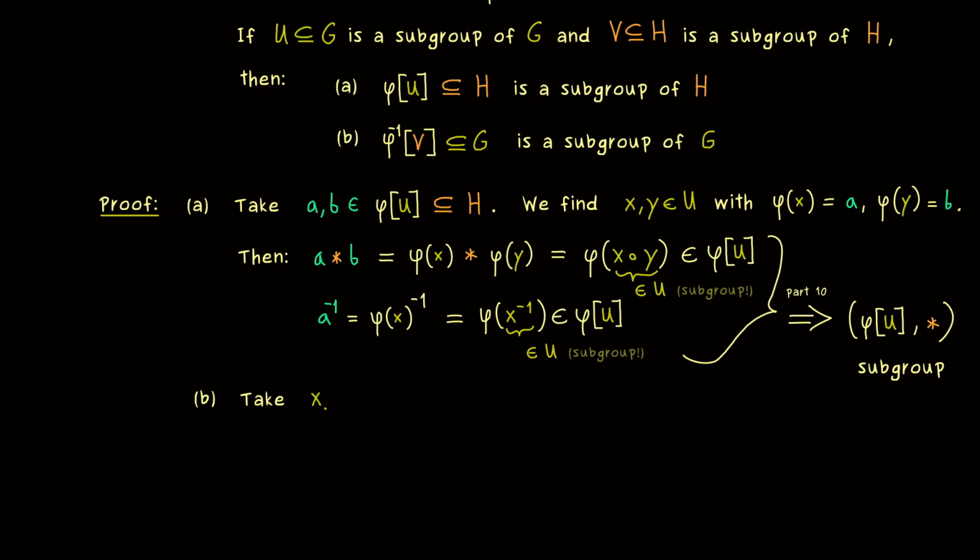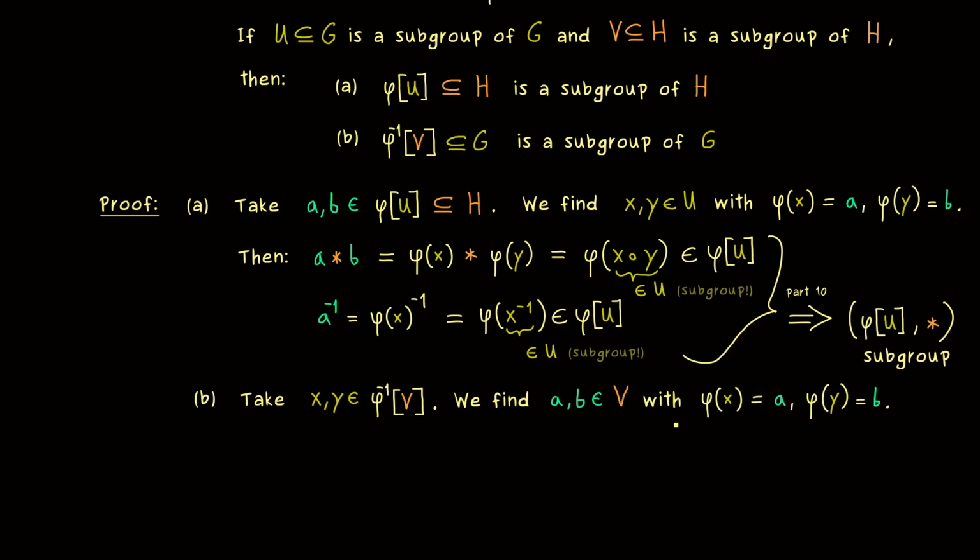Now we have to take elements from the left-hand side. The preimage lives in the group G, and now we want to show that we cannot leave this set by the binary operation and by inverses. Indeed, we don't have to change much because we also find corresponding points A and B on the right-hand side. In particular, now A and B lie in V. And that should satisfy that X is sent to A and Y is sent to B. Again, this is exactly given by the definition of the preimage.